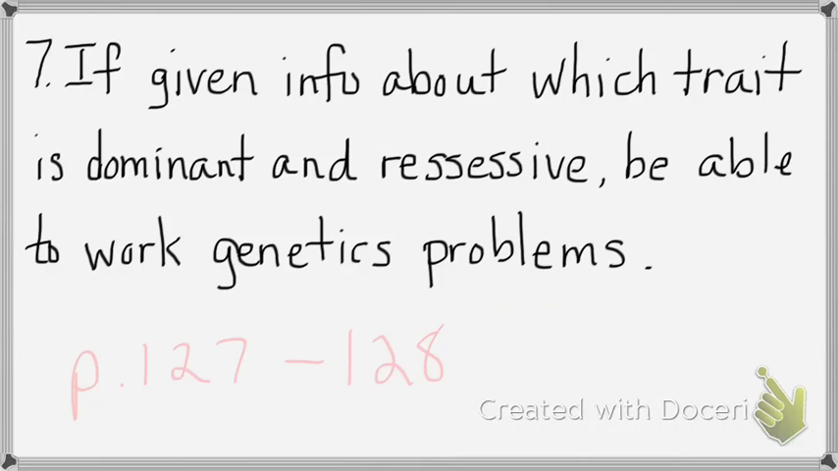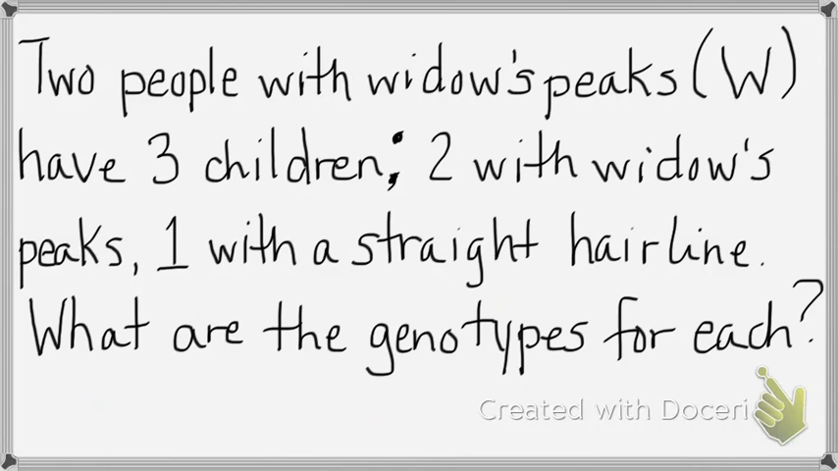So, everybody take a look. Can we work one? Oh, here's one for us to work. Can everybody look up here and tell how I was letting you know what's dominant? Take a look. Two people with widow's peak, and look what's in parentheses. What is that? A big W. What does big mean? Dominant. So two people with widow's peaks have 3 children. Two of their children have widow's peaks. One of their children has a straight hairline.